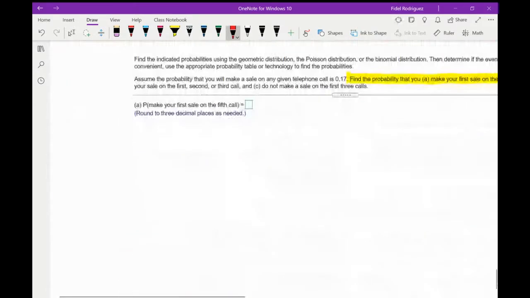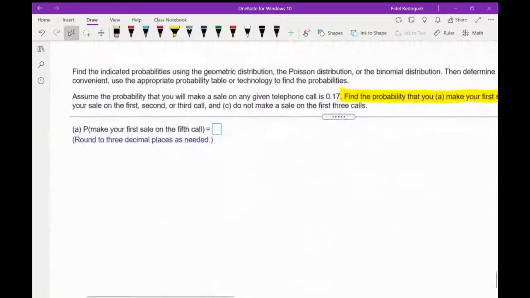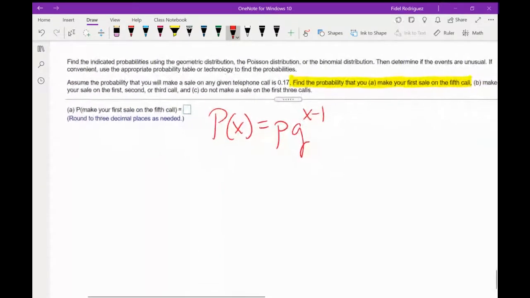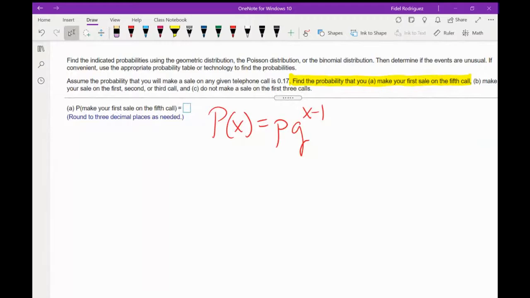We come back to my problem. Here we go. So the formula is P of x equals P times Q to the power x minus 1. Okay, now let's see if we can figure out how to do this problem here. So for part A, I know that my P, y'all, is 0.17. So I need to find Q. Q is going to be 1 minus 0.17. So I'm going to take my calculator, 1 minus 0.17, and that's 0.83.